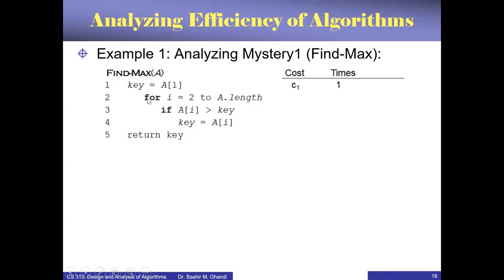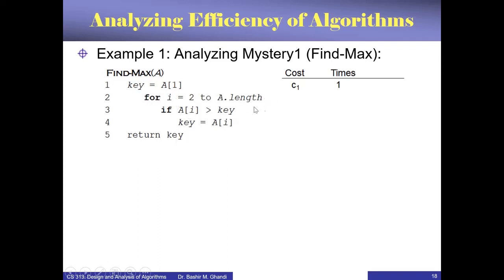Next, we have a loop. Now, if you recall the nature of loops, they actually involve 3 things: initialization, comparison, then go and do the body. After that, we do the increment.